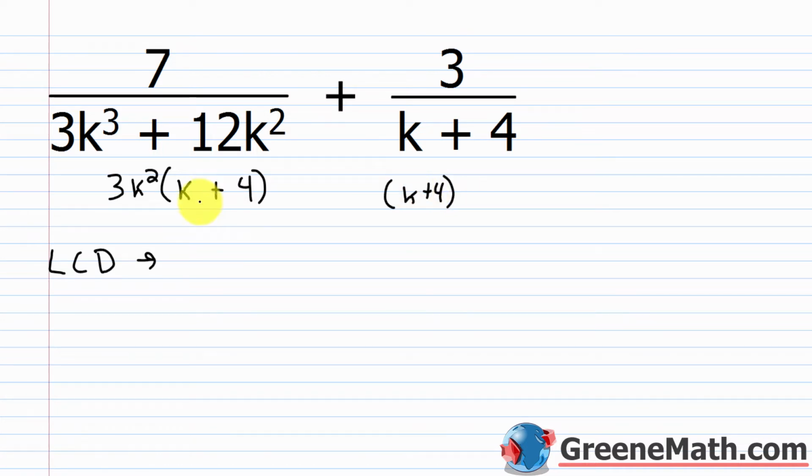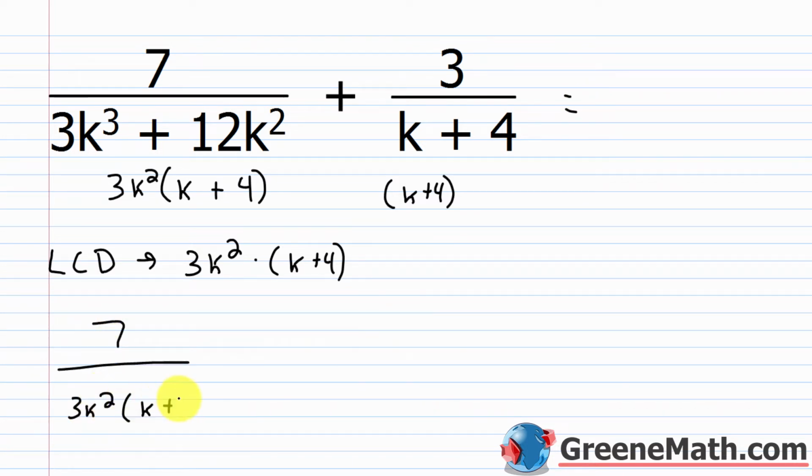So really, if I look at the LCD, it's going to be what? It's going to be 3k squared times k plus 4. So 3k squared times k plus 4. So this is okay. I don't need to make any changes to that rational expression. So I can leave it as it is, 7 over 3k squared times the quantity k plus 4.